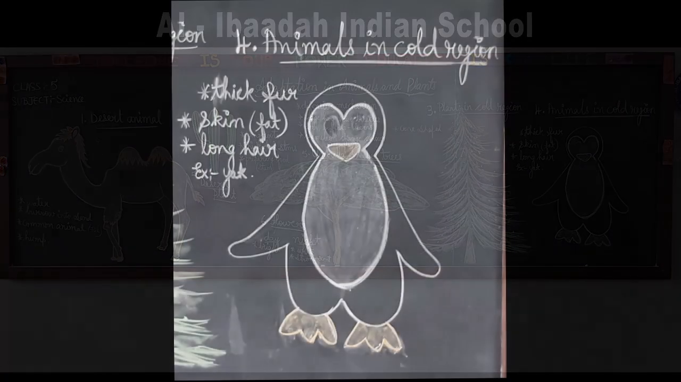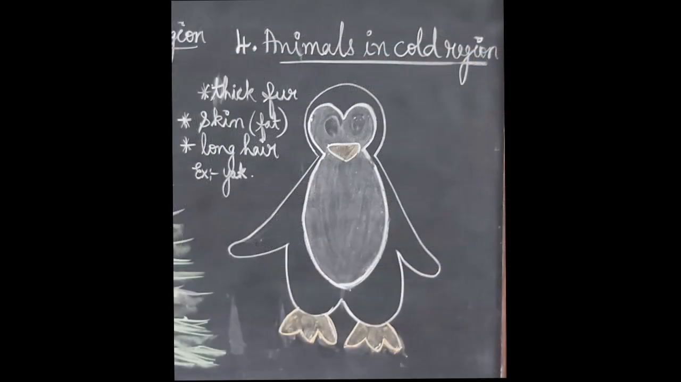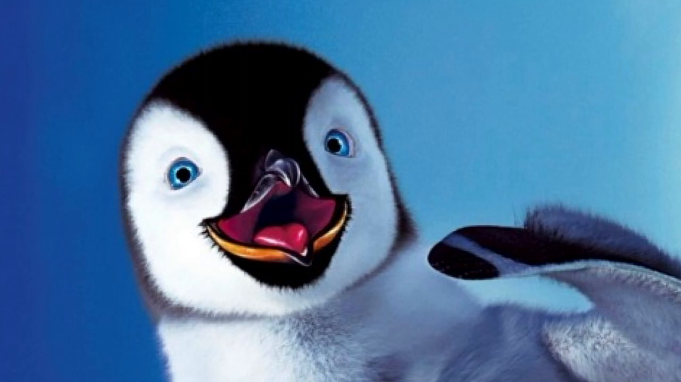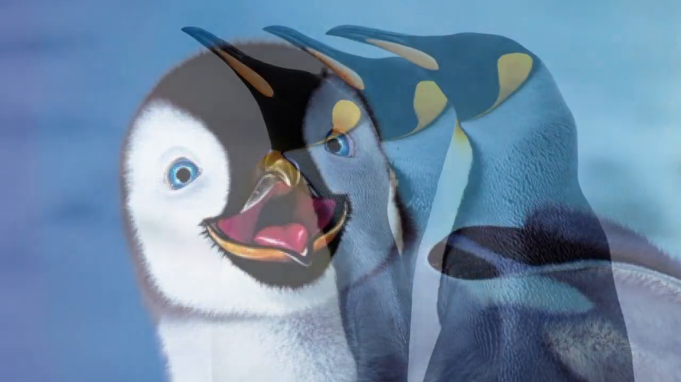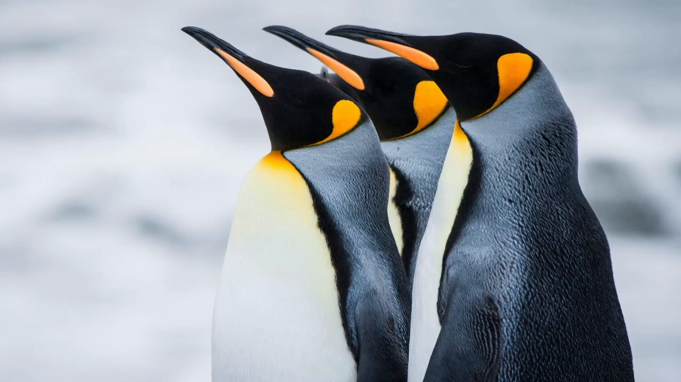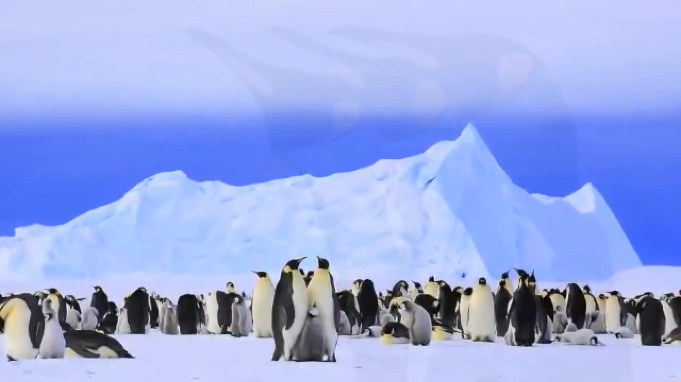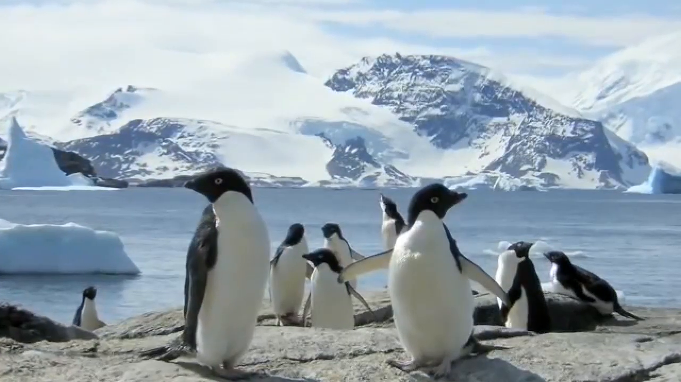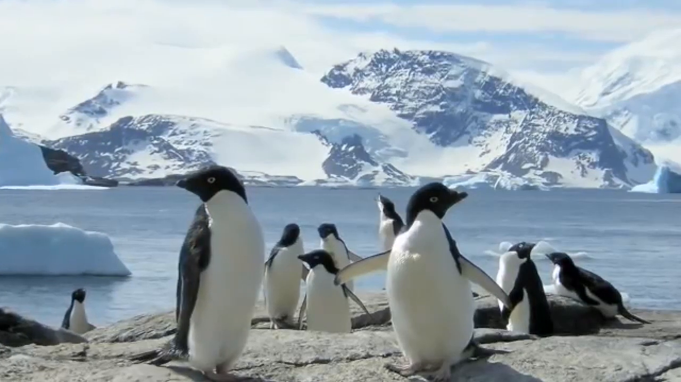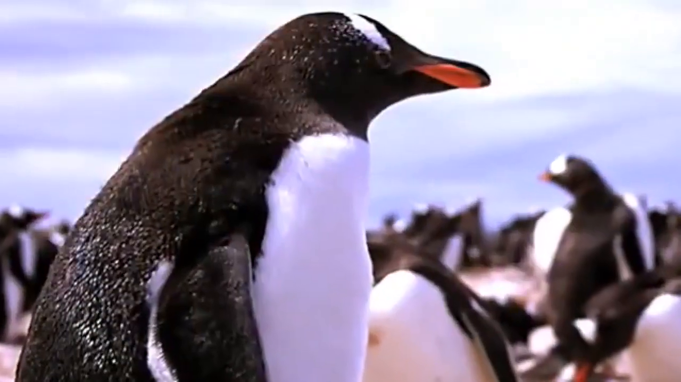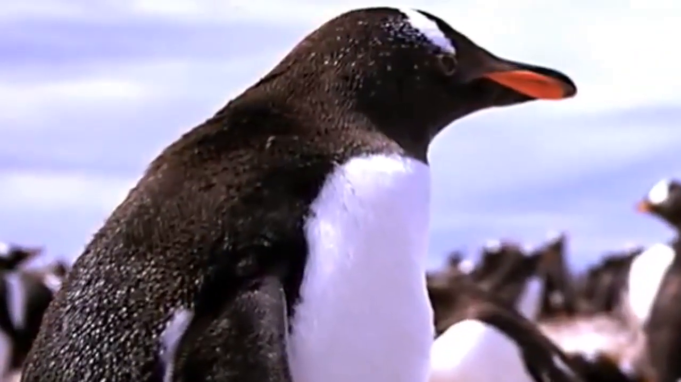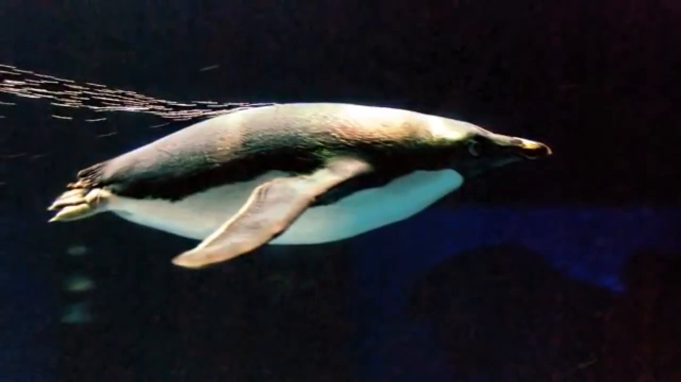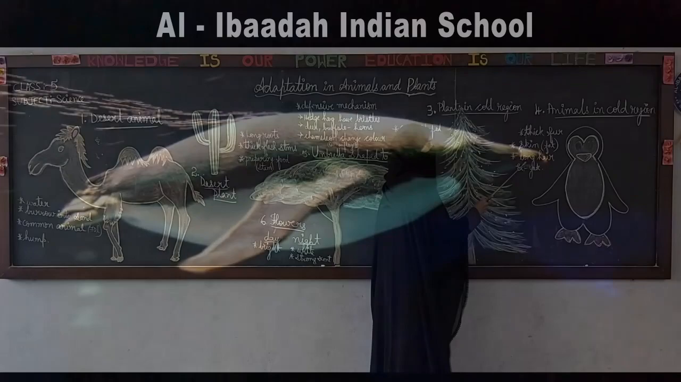Now, animals in cold regions. Animals in cold regions are those animals which live in cold areas. They have very thick fur. Why do they have very thick fur? They have thick fur in order to protect themselves from cold. Allah subhanahu wa ta'ala has given them very thick fur. And beneath the skin, they store fat. And fat will be converted into energy when there is scarcity of food.